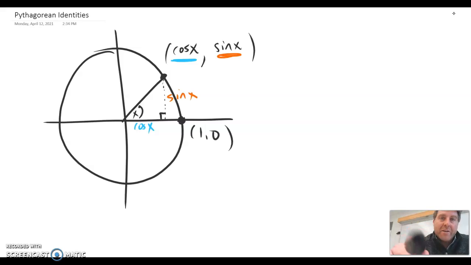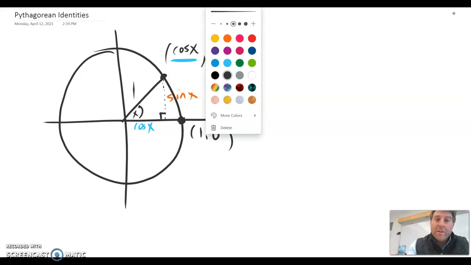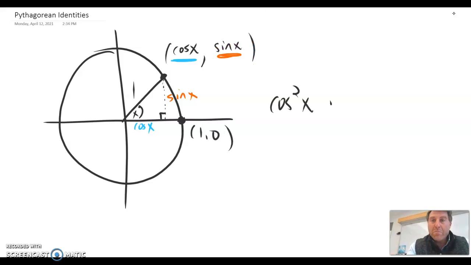So just given that diagram, and given that the hypotenuse in the unit circle is 1, and will always be 1 no matter where you rotate it, it should be no surprise that the Pythagorean identity just applies the Pythagorean theorem, a squared plus b squared equals c squared, onto this particular triangle, or generalized reference triangle, within the unit circle. And so, of course, when we square cosine, we get cosine squared plus the height of the triangle, which is sine squared, equals the hypotenuse squared, which is just 1. And that is the Pythagorean identity. So for any angle x, cosine squared of that angle plus sine squared of that angle equals 1.